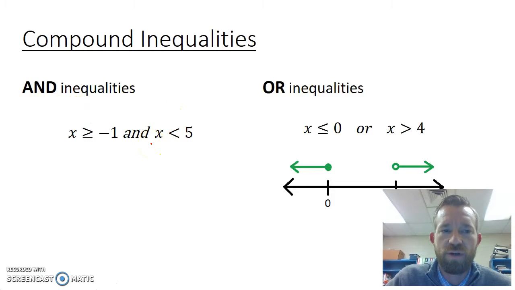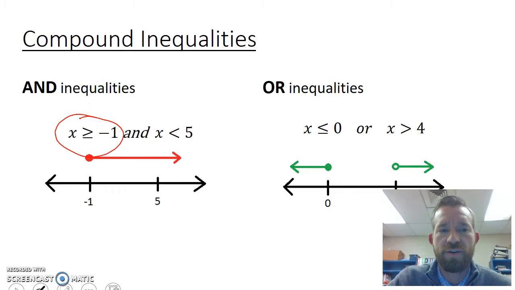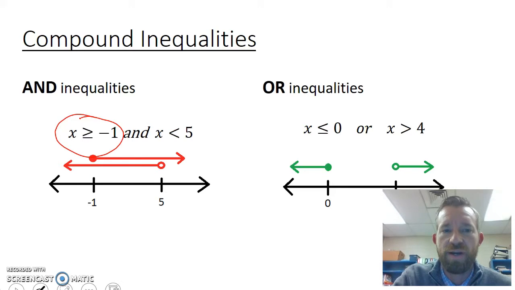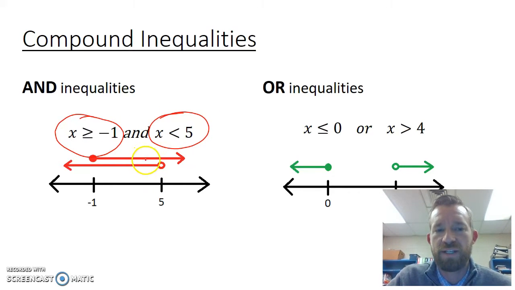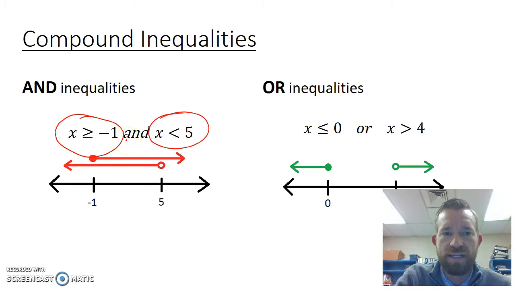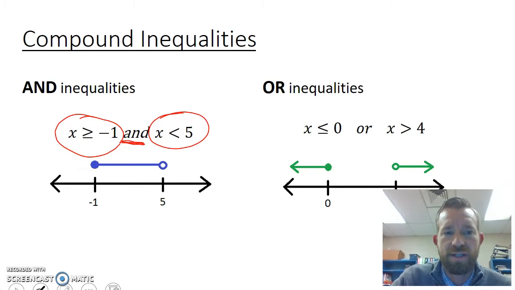When we show the AND inequality, first I'll graph the first bit, which is x is greater than or equal to -1. So from -1, closed dot and to the right. Then we add in the second part, less than 5. We notice we have 2 different lines, and showing 2 different lines is probably not something we want to do. And means that we are talking about where they both exist. So if we collapse that down, we're just talking about the numbers between -1 and 5, and that's how we usually show our answer.